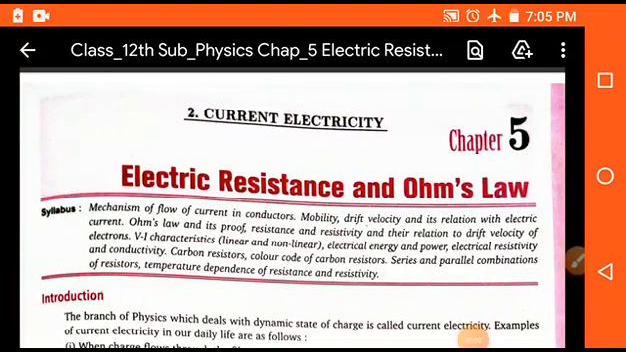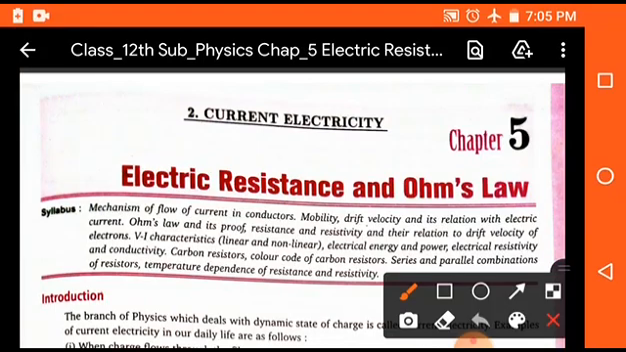In this session, we will study an important chapter, which is electric resistance and Ohm's law. This is chapter number 5, and it is related to current electricity. It means that from this chapter, we will start the formation of current and the fundamentals of current electricity. So these are the chapters which are related to electricity.